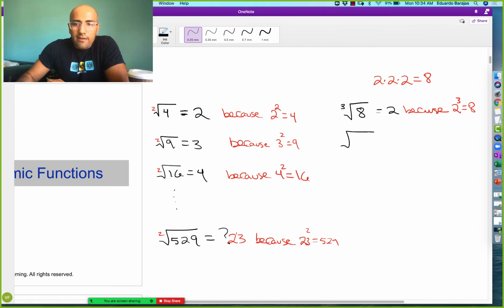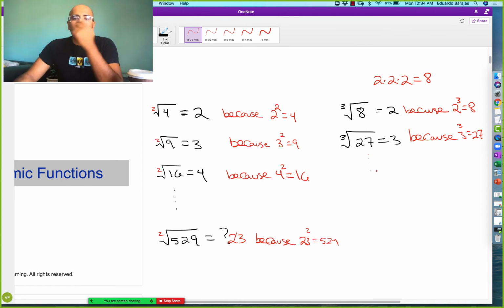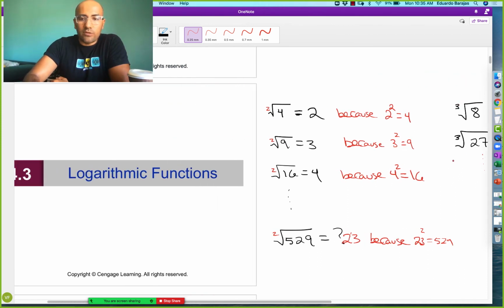Okay, and then over here, if you want to find the cube root of 27, the answer is 3 because, again, 3 to the power of 3 equals 27. Good, and so on and so forth. So cube roots and raising things to a particular power are associated. And we want to do the same sort of connection one more time.